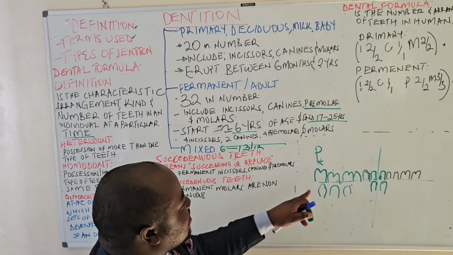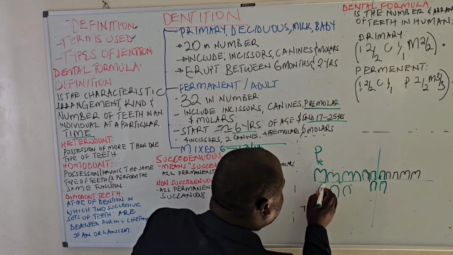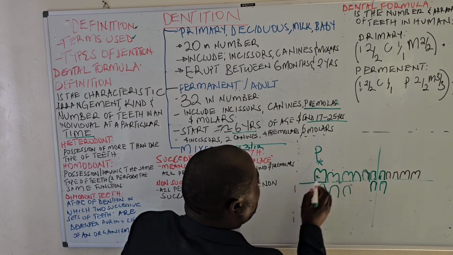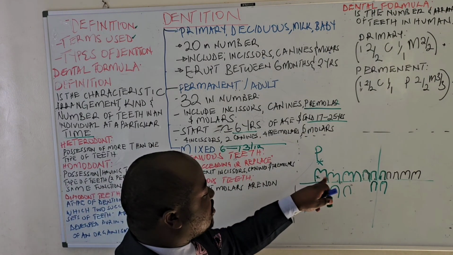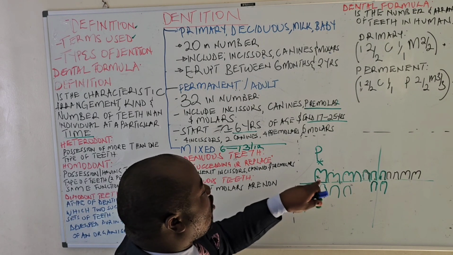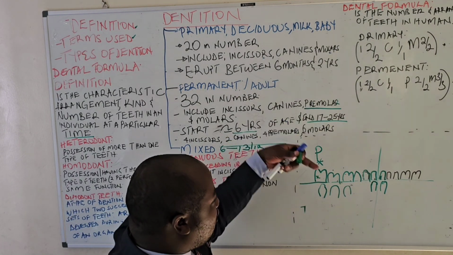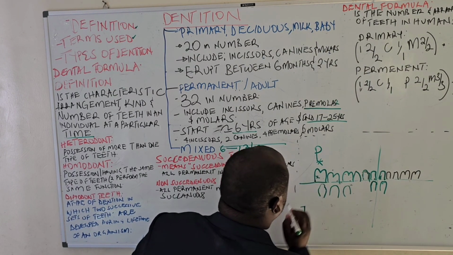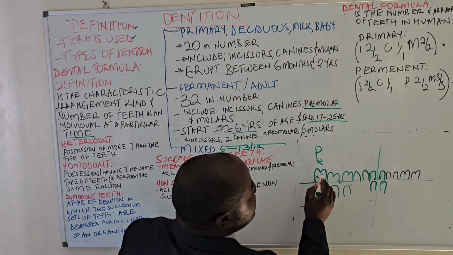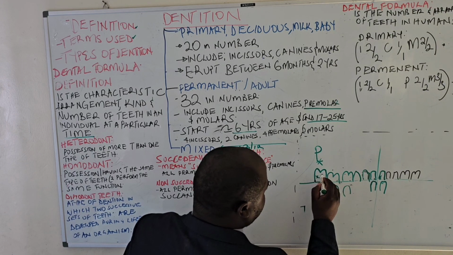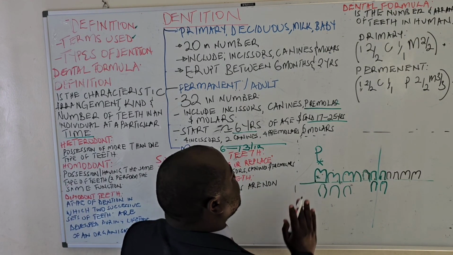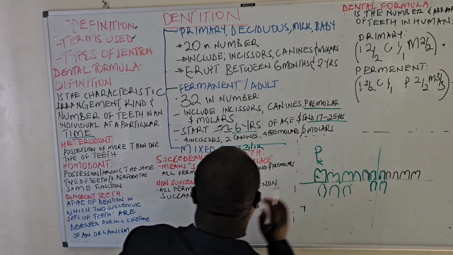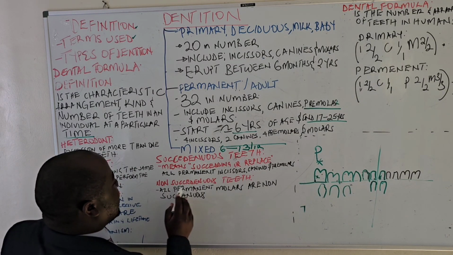But there are some teeth here, for example the molar, this first molar here, which is coming in a mouth in a position where there was no tooth before. So such a tooth here is not replacing any tooth, and it means that it is not succeeding. I can easily call it a non-succedaneous tooth.